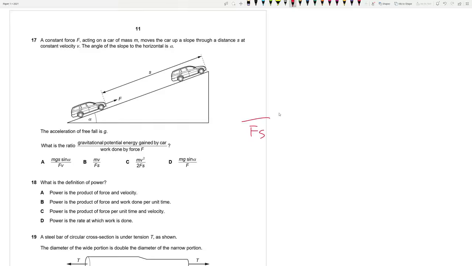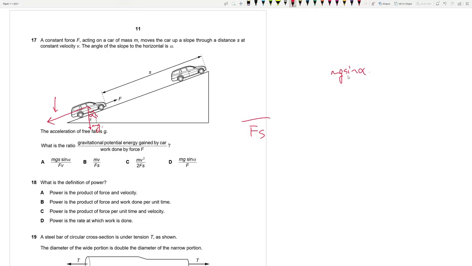Basically, there was some work done against gravity. Do you guys understand? There was some work done against gravity. Now, the weight acts vertically downwards, and this angle is alpha. So we actually worked against this component of weight, this one over here. That is mg sine alpha.